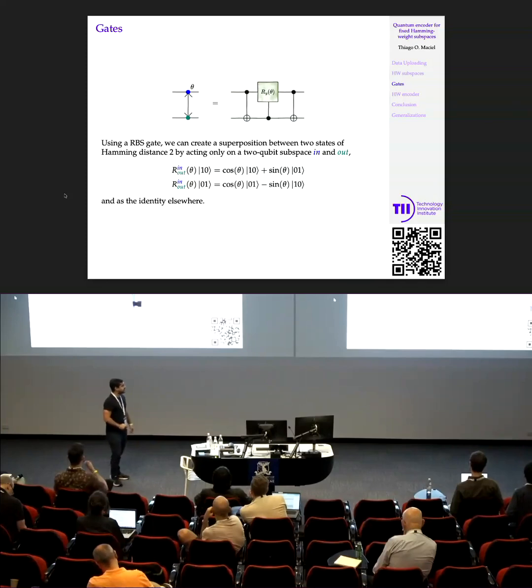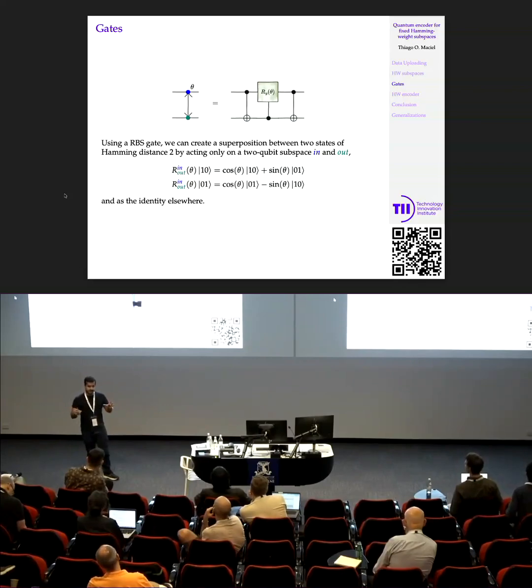RBS gates are something that we know how to compile using two CNOTs and one controlled RY. This gate creates superpositions of two states, changing only 2 bits. Only 2 bits at a time.